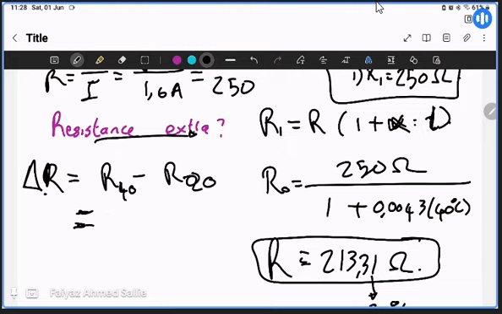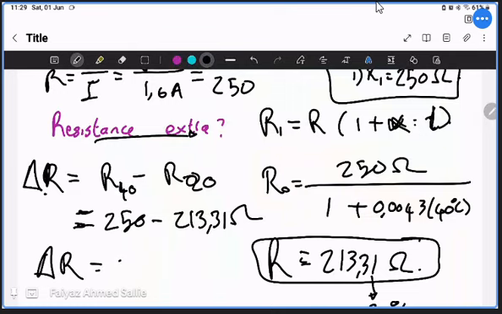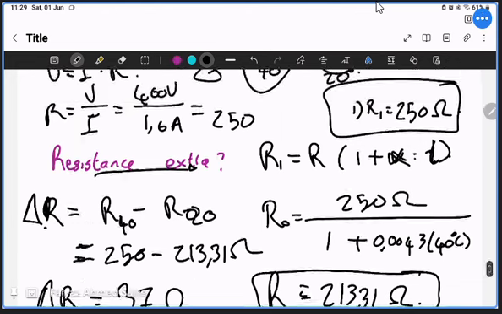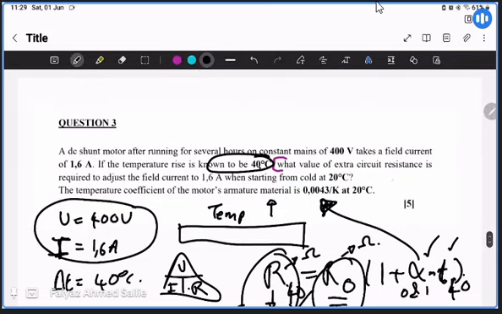So the resistance at 40 is 250 minus 213.31 ohms, and our final answer would be 3.37 ohms. Let me just put this in the calculator: 250 minus 31.37 ohms. So that is the resistor over here. So what is the value of the resistor? 37 ohms.